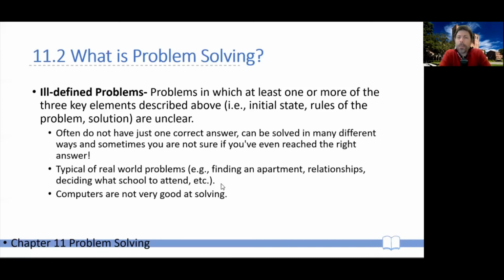And this tends to be much more typical of the sort of real world problems that you and I might encounter, you know, finding an apartment, relationships, deciding what school to attend, et cetera. Now these, as I was saying earlier, for us tend to be relatively easy to solve in the sense we seem to be well equipped to address these types of problems. But it's very hard for computers to address these kinds of open-ended, often extremely vague types of problems.